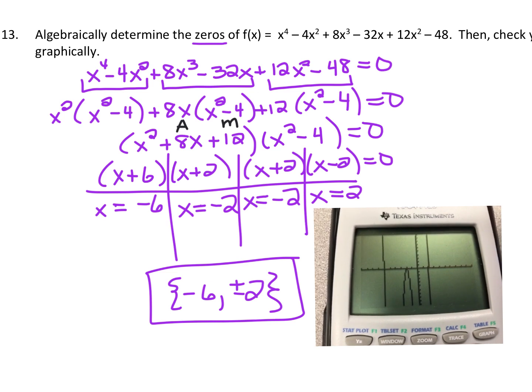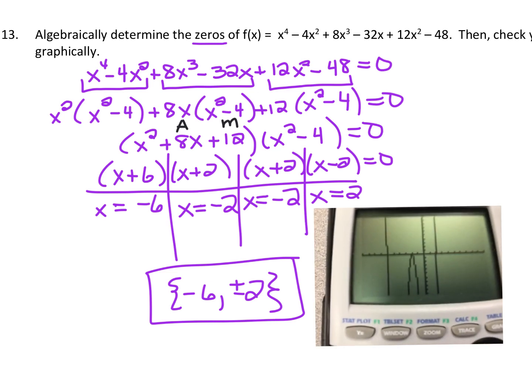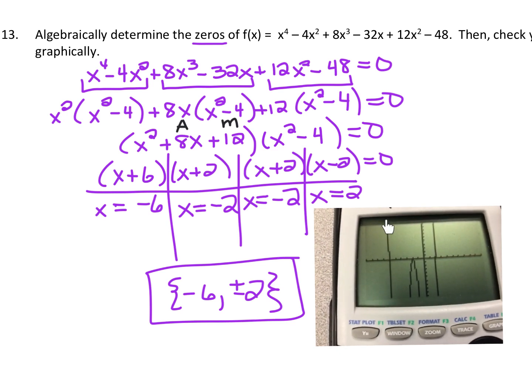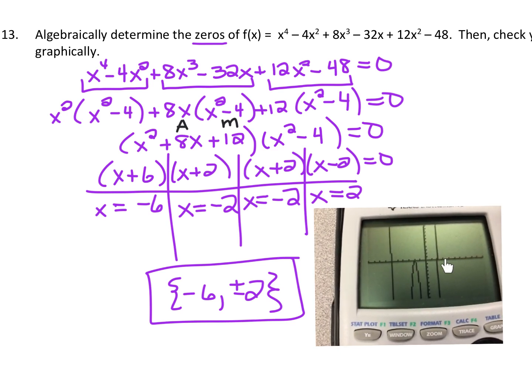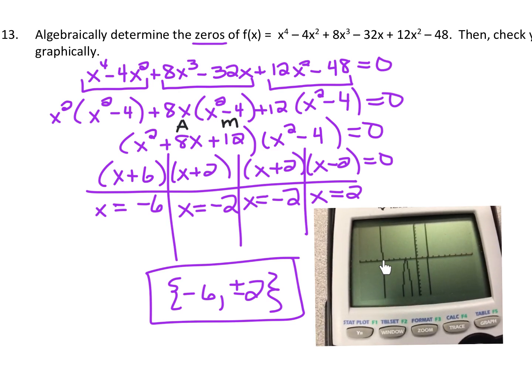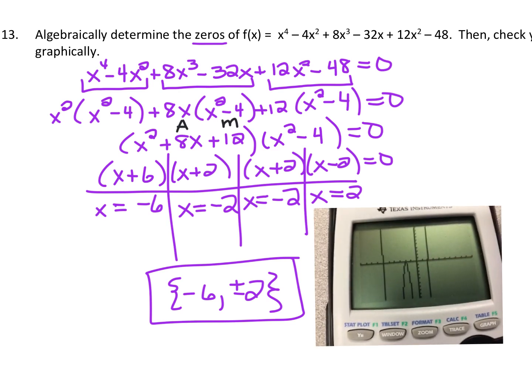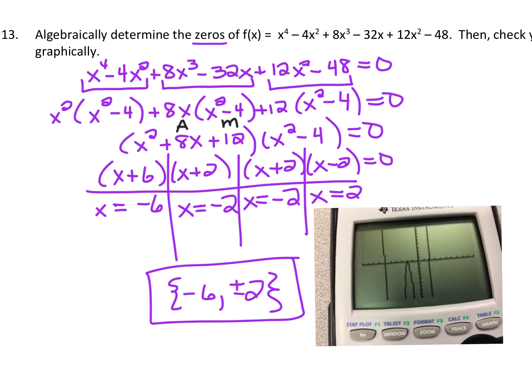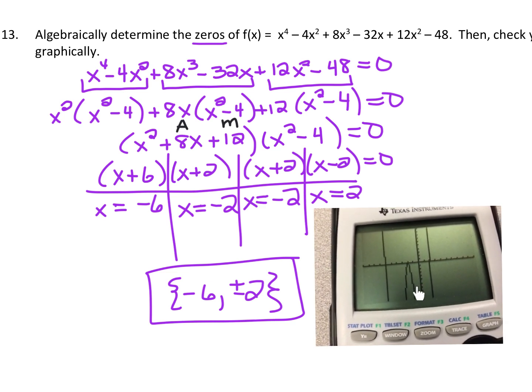Okay. So they wanted us to check this graphically. Okay, so what I did was I plugged the function in my calculator, and here's the graph. Okay, we could see it is a 4th degree function, right? It goes down, up, and it goes through the x-axis right here at negative 6, negative 2, and positive 2. Now, it doesn't actually go through the x-axis at negative 2. It actually comes up and bounces off.